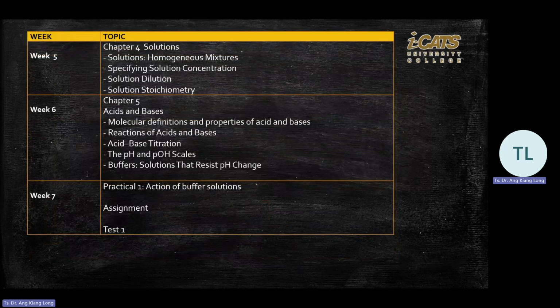Okay, so chapter 5, we will look at acid and alkali, or in other words, alkali means base. Another word for alkali is base. So we will look at what is acid, what is base. Reaction, how acid and base react and form. What is pH value? What is pOH value? Buffer solution.